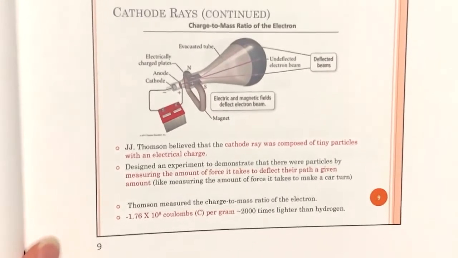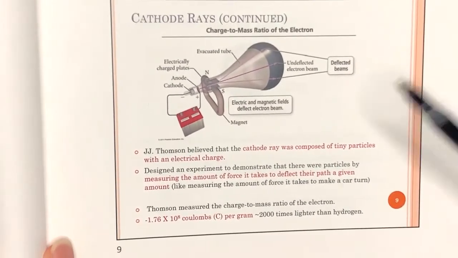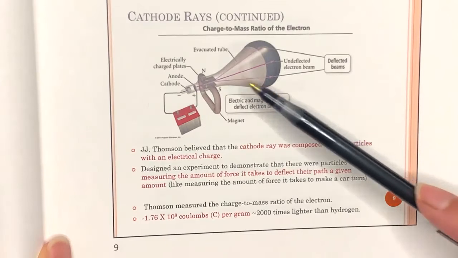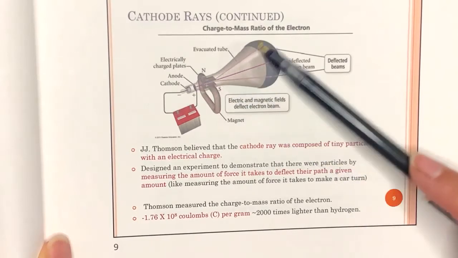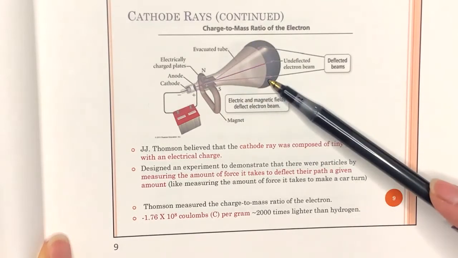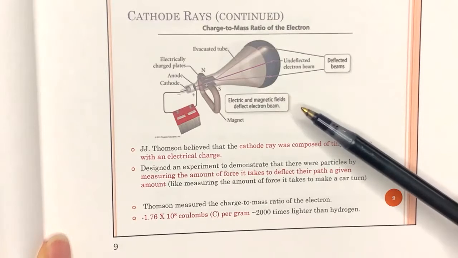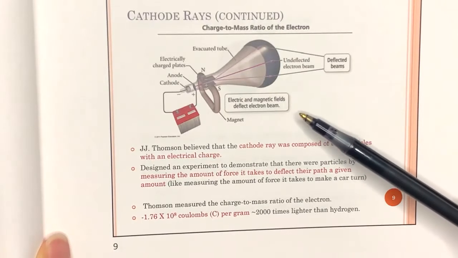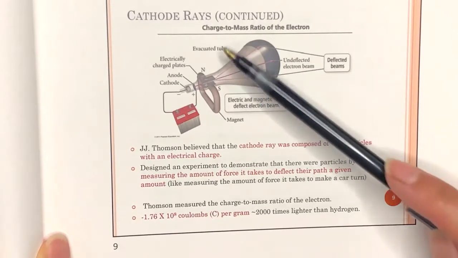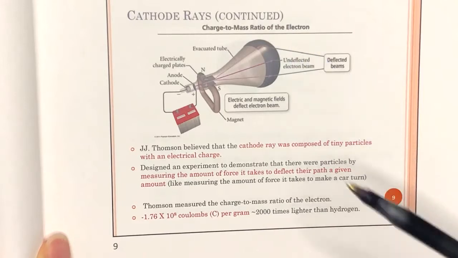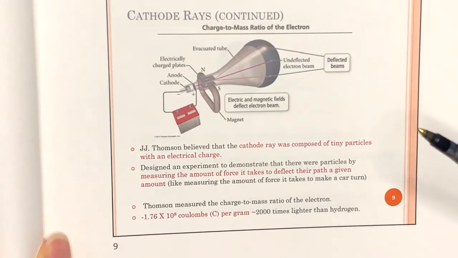So over here, he took the rays and played with electromagnetic fields. He could move the rays up, straight, or down depending on the electromagnetic fields. And based on this experiment, he found the charge to mass ratio of the electron. So first he discovered the electron from the cathode rays.